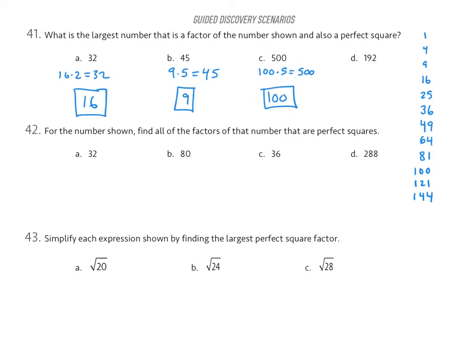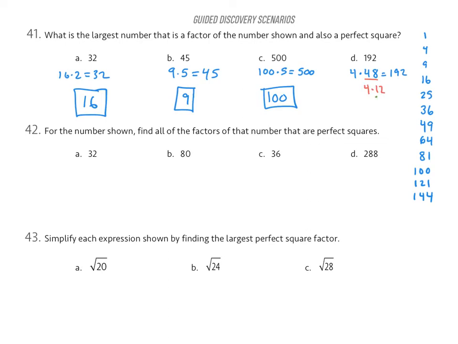Part D, 192. Now you probably aren't familiar with the factors of 192, so let's just go through this list of perfect squares and see if any of these numbers divide evenly into 192. How about 4? You can use a calculator to see that 4 times 48 equals 192. Well, now let's look at 48 and think about factors of 48. Are there any numbers in the list of perfect squares that we have here that divide evenly into 48? Well, how about 4? 4 times 12 is 48.